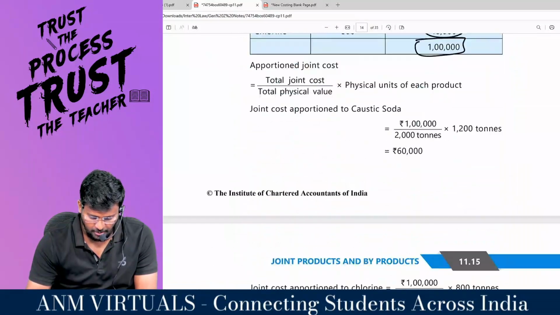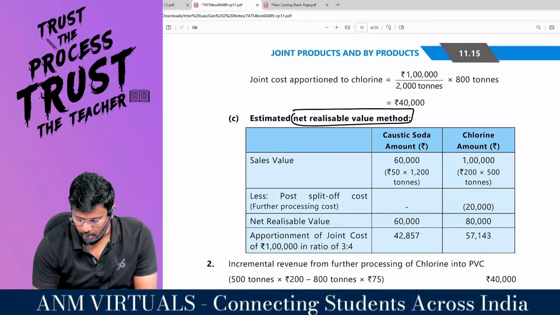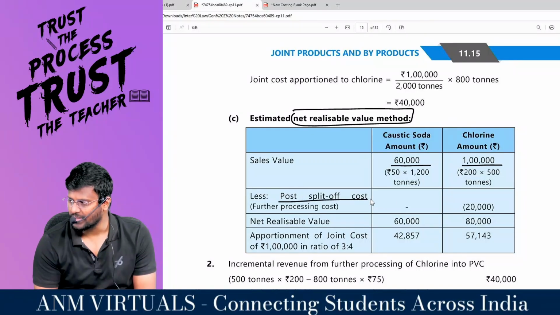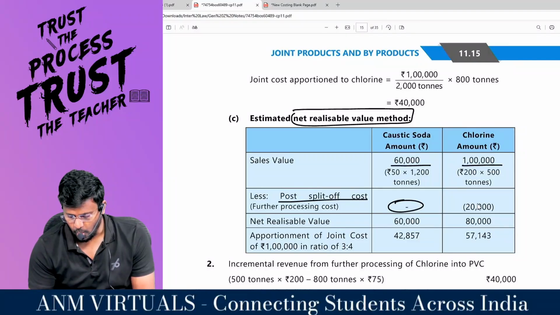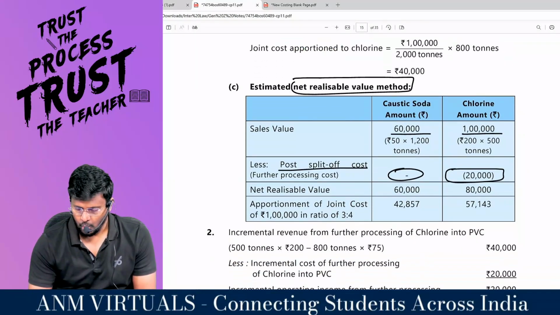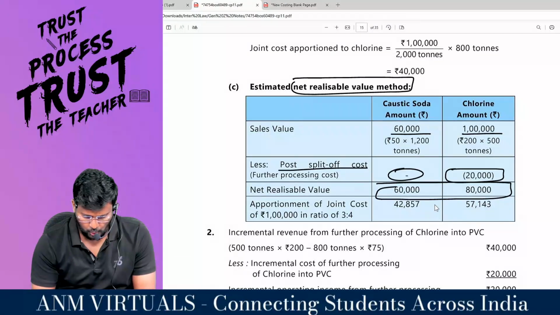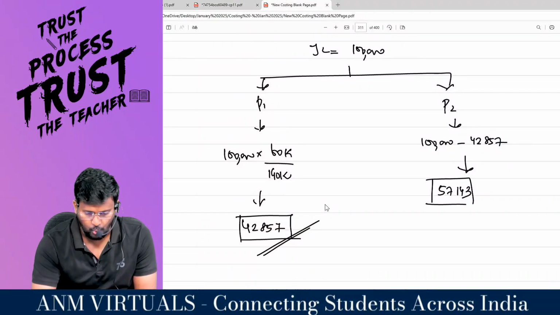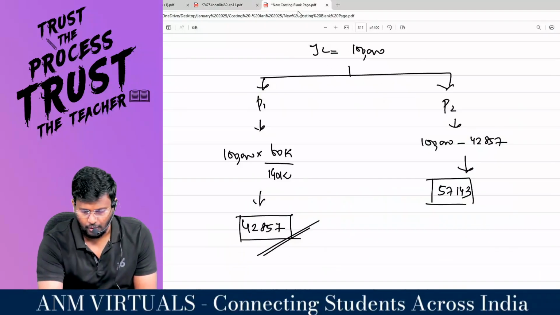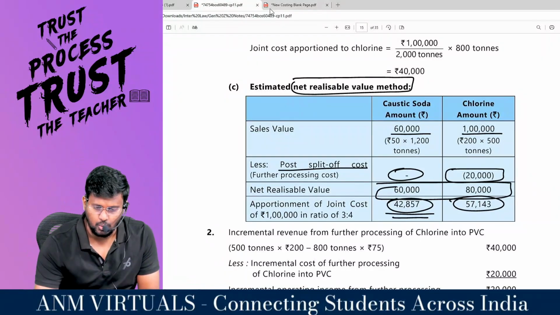Now look at the third part. Estimated net realizable value, that is the C part. Sale value is 61 lakh. Have you got it? Let's post the split-off cost, which is nothing but the further processing cost. There is no further processing cost for caustic soda, but there is only for chlorine. So the NRV will be 60,000 and 80,000. So the apportioned cost will be 42,857 and 57,143. The first part of the answer comes to an end.